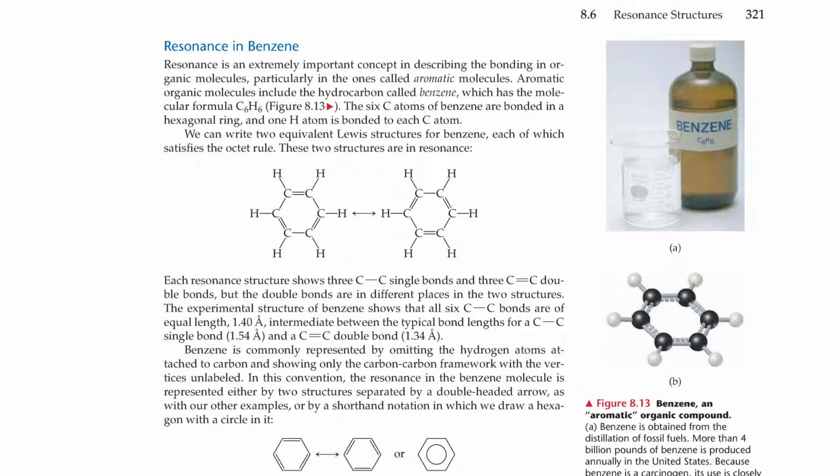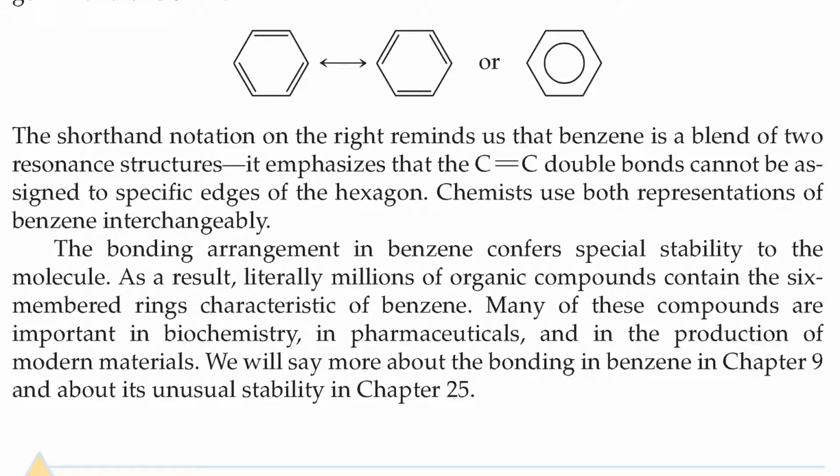The experimental structure of benzene shows that all 6 carbon-carbon bonds are of equal length, intermediate between a typical bond length for carbon-carbon single and double bonds. Benzene is commonly represented by omitting the hydrogen atoms attached to the carbon and showing only the carbon-carbon framework, with vertices unlabeled. In this convention, the resonance in benzene is represented either by two structures separated by a double-headed arrow, as with our other examples, or by a shorthand notation in which we draw a hexagon with a circle in it. The shorthand notation on the right reminds us that benzene is a blend of two resonance structures. It emphasizes that the carbon-carbon double bonds cannot be assigned to specific edges of the hexagon. Chemists use both representations of benzene interchangeably.